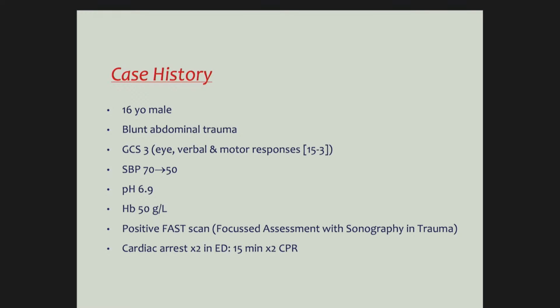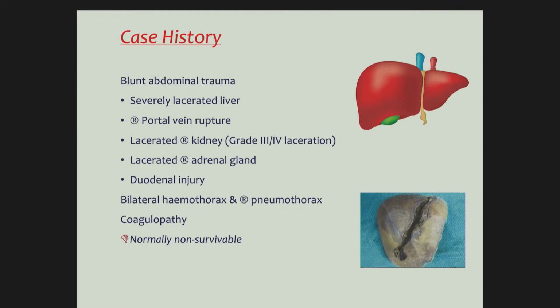So he's already got two parameters that contribute to coagulopathy. Look at his hemoglobin. This is a 16-year-old male. What would you expect a hemoglobin in a young gentleman to be? 15, 14? It's 50. Significant bleed. His FAST scan was positive. He had to be resuscitated a couple of times in the ED.